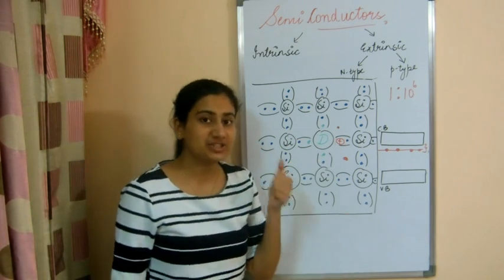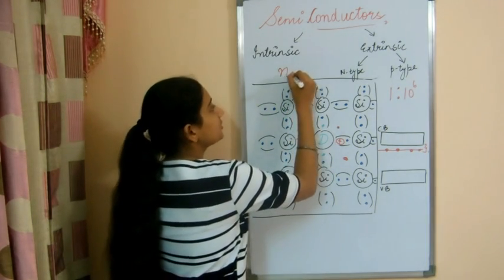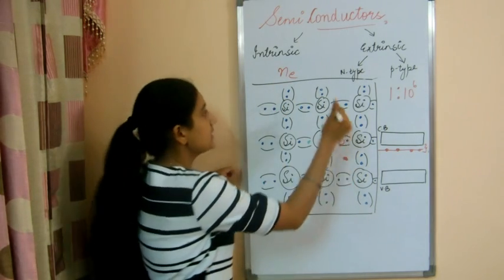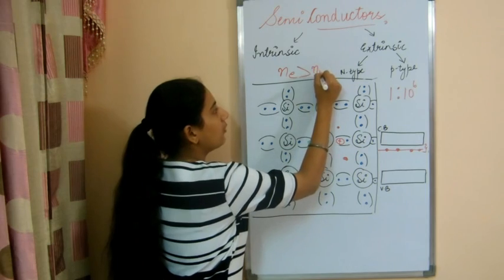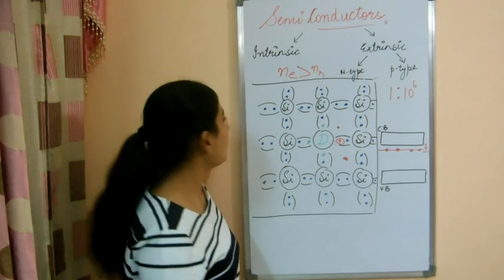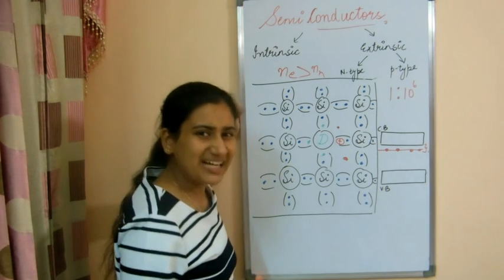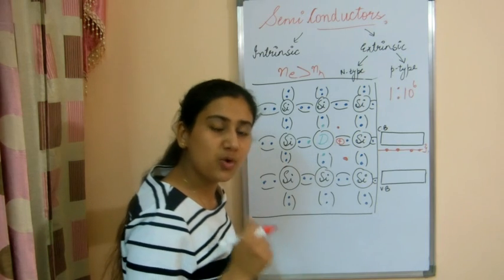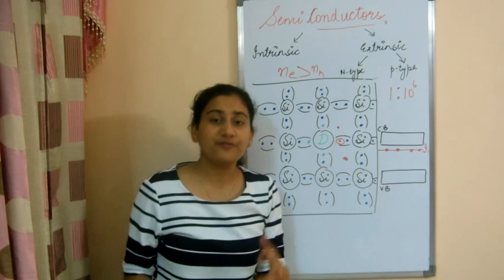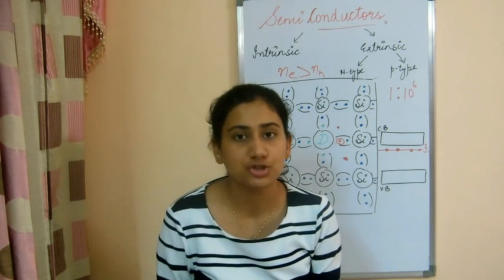That means in extrinsic semiconductors of N-type, the number of electrons is more than the number of holes. But one thing strikes our mind: if the number of electrons is more, that means negative charge is more on the semiconductor. That means an extrinsic semiconductor of N-type should have negative charge on it. But actually it is not so.